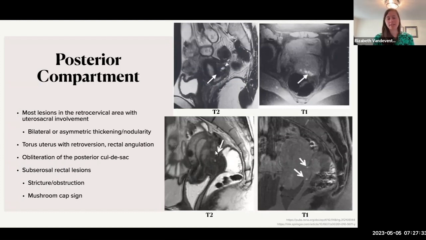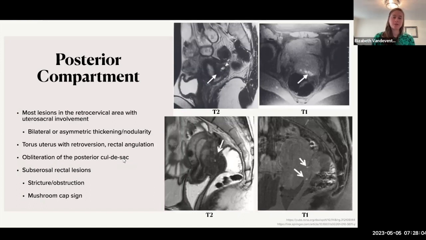And what we're looking at is this large plaque here that's involving the torus uterinus, which is kind of this area right between the corpus of the uterus and the cervix. It also extends posteriorly to the rectum here. And it's very irregular and it's got intrinsic T2 hyperintensity, which we see corresponds with T1 hyperintensity. So most of these lesions are seen in this retrocervical area, and they also extend to involve the uterosacral ligaments, which we'll see on the next slide.